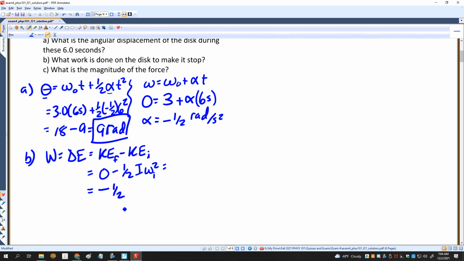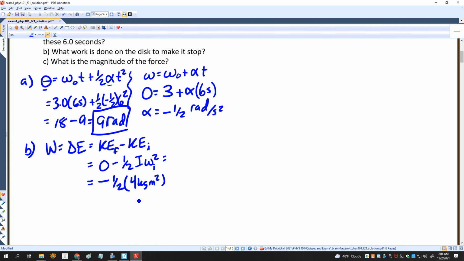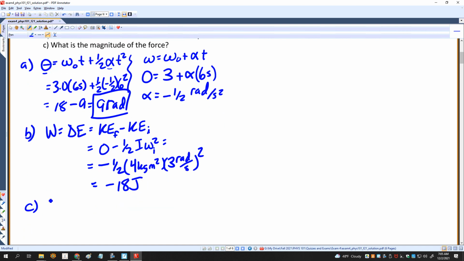times I, which was given, 4, and omega initial was given, that's 3, squared, so that's 2 times 9, is negative 18 joules. That's the amount of work that's done to stop it. And I want to know, what is the magnitude of the force? Well, let's see. I know what I and alpha are, so I can figure out what the torque is.